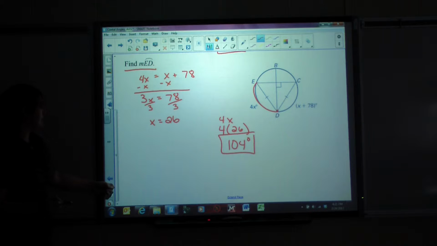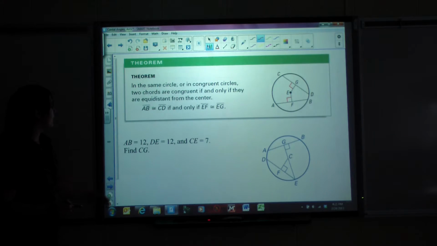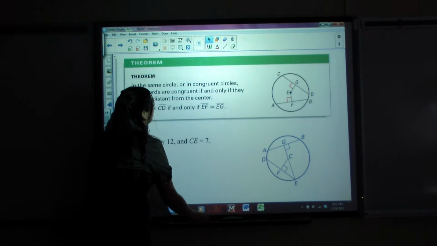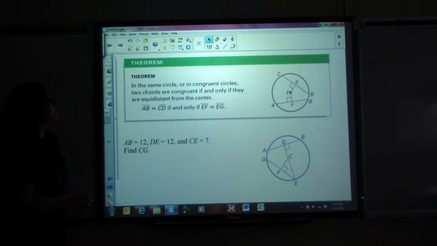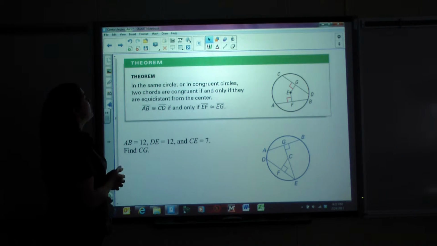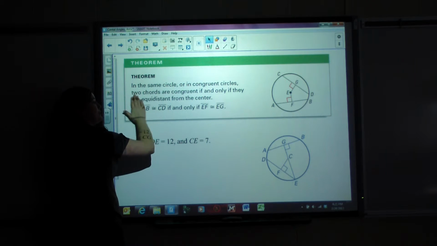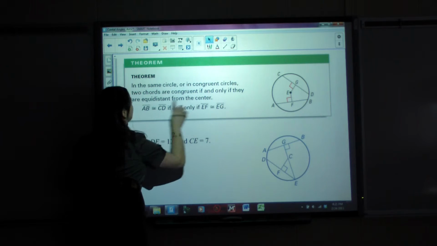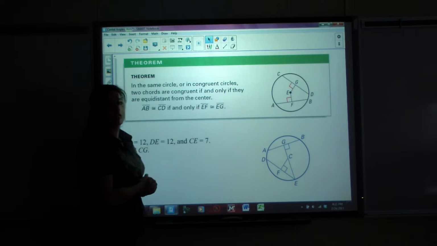All right, hopefully things are going well for you. Let's try one more theorem. This theorem says in the same circle, or in congruent circles, two chords are congruent if and only if they are equidistant from the center.